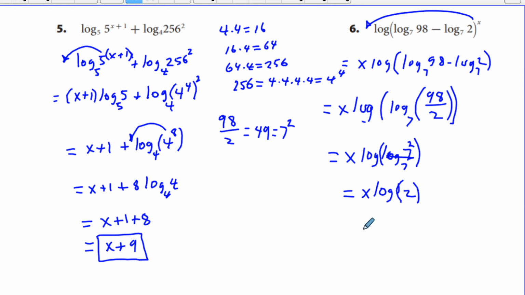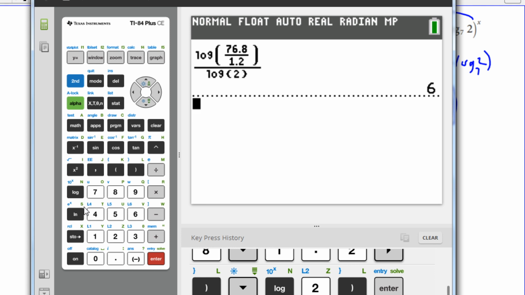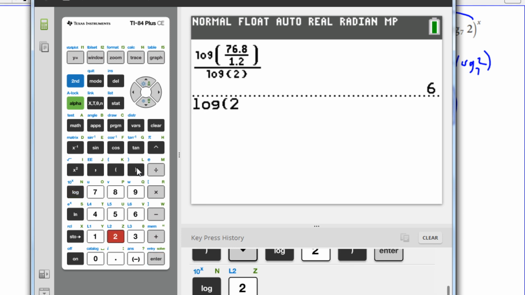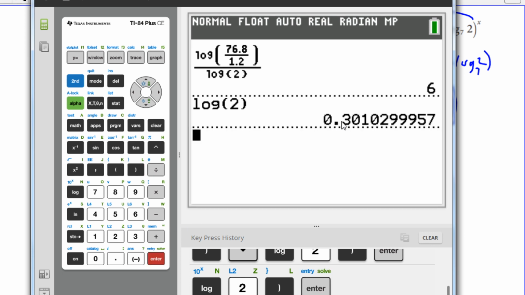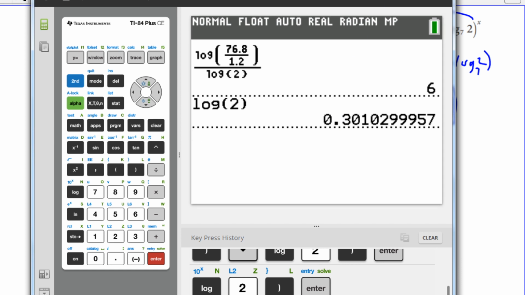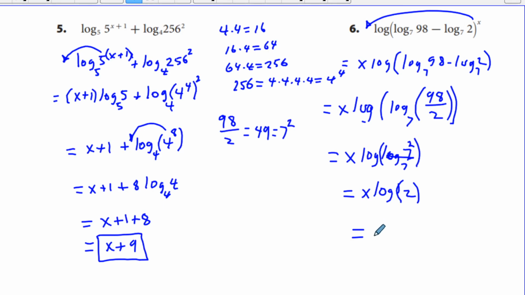And so what we're going to have, when you put that in the calculator, let's just go ahead and put this in the calculator. Log 2 is 0.301, so we get 0.301x is what this amounts to. So that would be our answer to number 6.